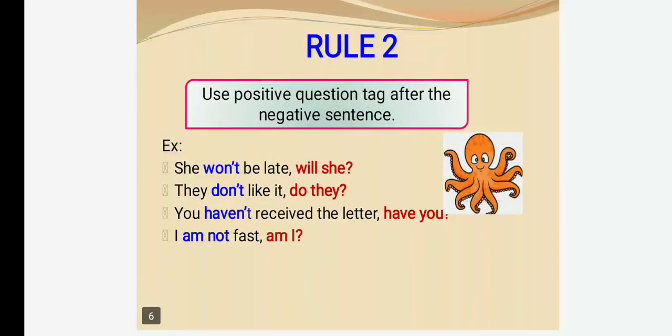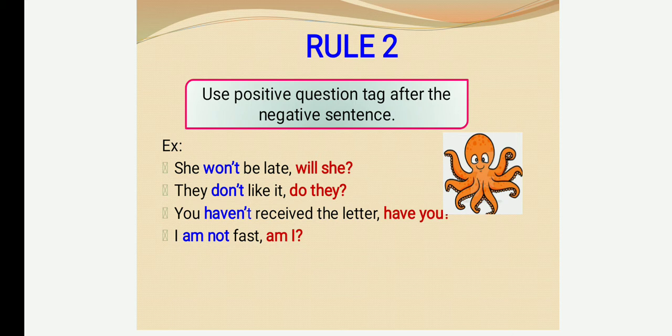Rule number 2. So if the sentence is in negative form, we have to use positive question tag. Let us see the example given below. I just highlighted the negative word. So if we find negative word in a sentence of question tag, so we have to use only positive question tag. She won't be late.